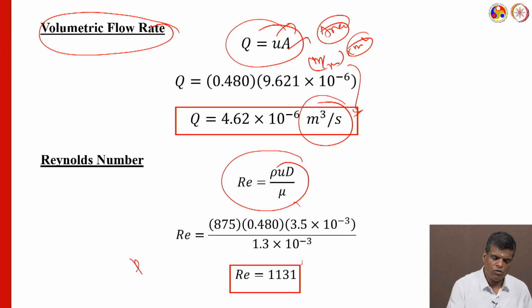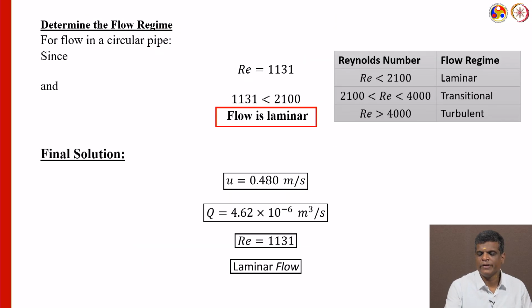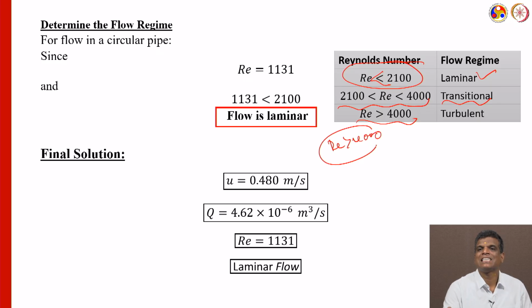So here the Reynolds number is 1131. It should be less than 2100, so it falls in the laminar flow, because we are only discussing whether it's a laminar flow or turbulent flow. Whenever the Reynolds number is less than 2100, as this one is 1131, it is a laminar flow. So overall, what we already discussed in many classes: Reynolds number less than 2100 we call laminar flow for a circular pipe. 2100 to 4000 we call the transitional region. If the Reynolds number is greater than 4000, we call it turbulent flow. So the Reynolds number we got, 1131, is less than 2100, so the flow is laminar.